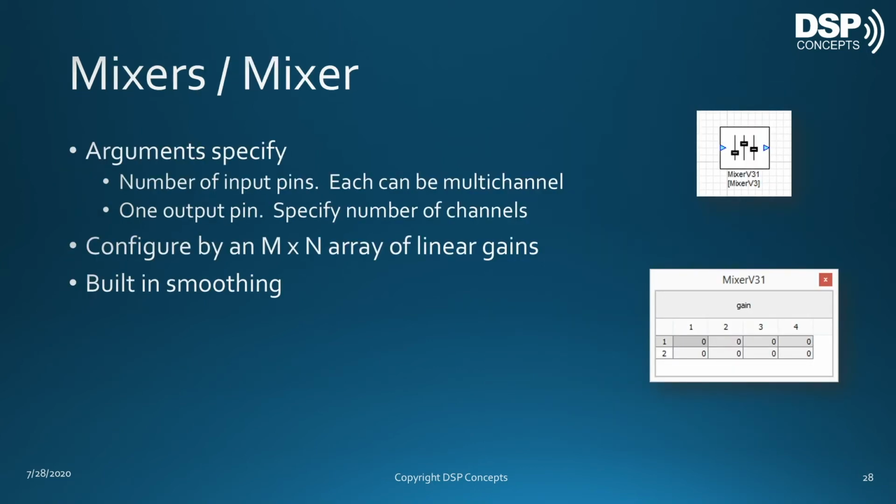There's also mixer modules in AudioWeaver. And the mixer module, you specify the number of input pins, and each input pin can be multi-channel. The module has one output pin, and then you specify the number of channels on the output pin. So what happens is you might have a total of M input channels and then N output channels. And so the module has an internal matrix of size M by N, which are the linear gains. So that's the mapping from each of the input channels to each of the output channels. This module also contains built-in smoothing.